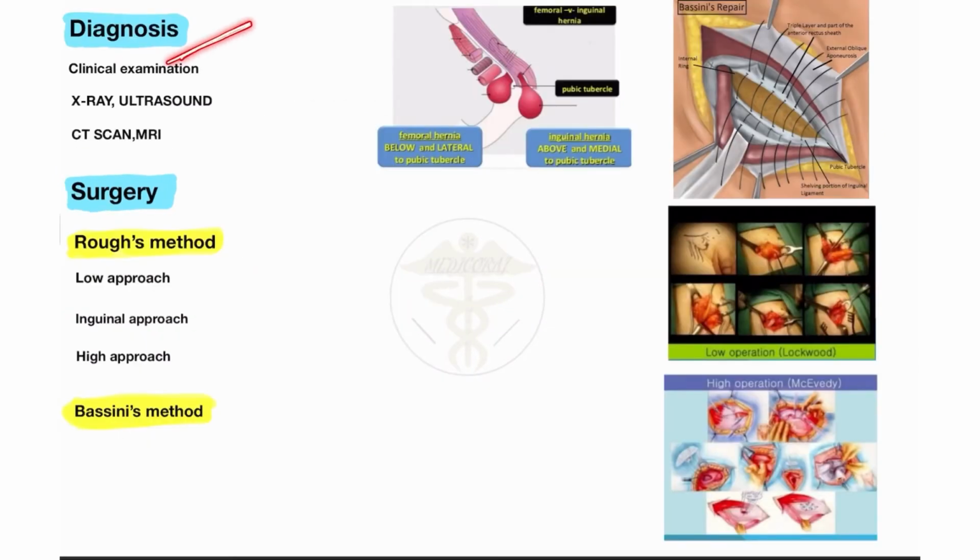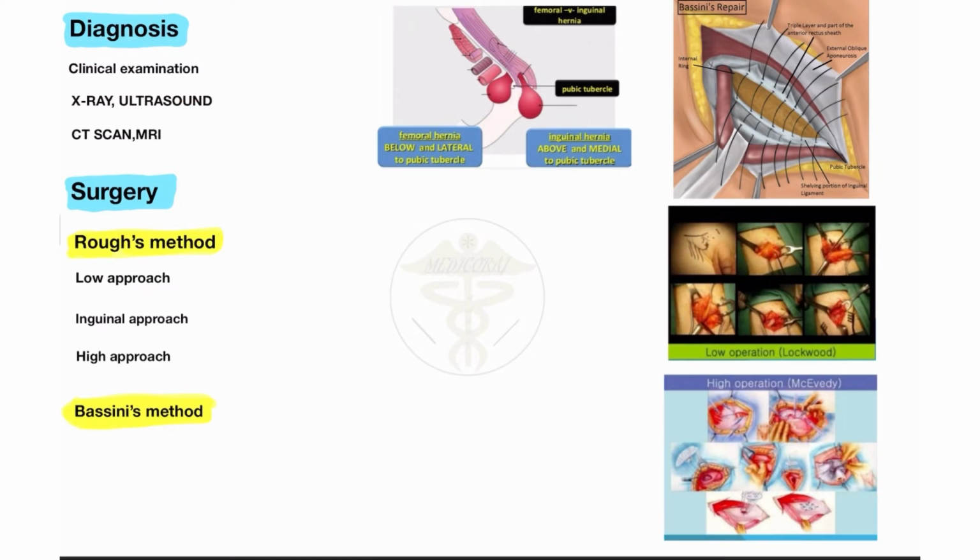Now, the diagnosis of femoral hernia. How will you differentiate and diagnose whether it is a femoral or an inguinal hernia? First of all, clinical examination. In clinical examination, we try to differentiate whether it is an inguinal or a femoral hernia.